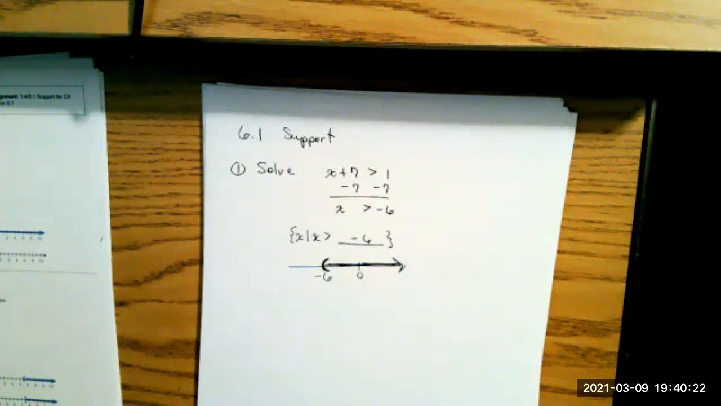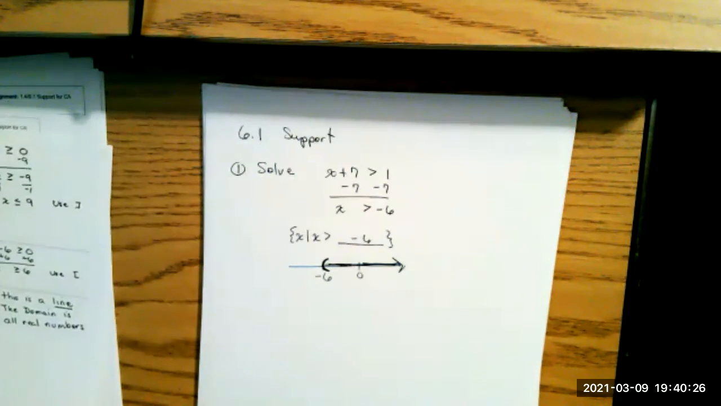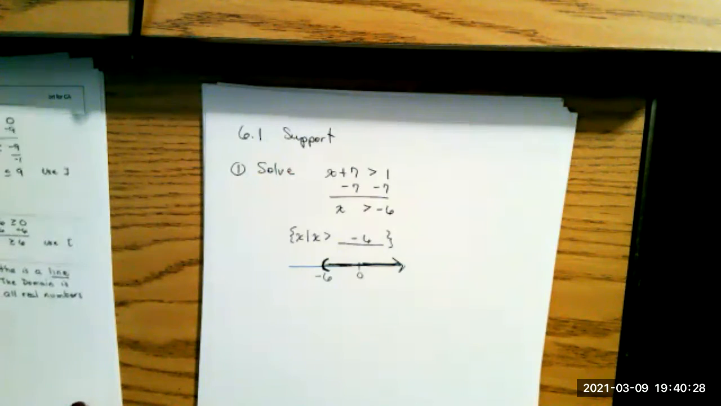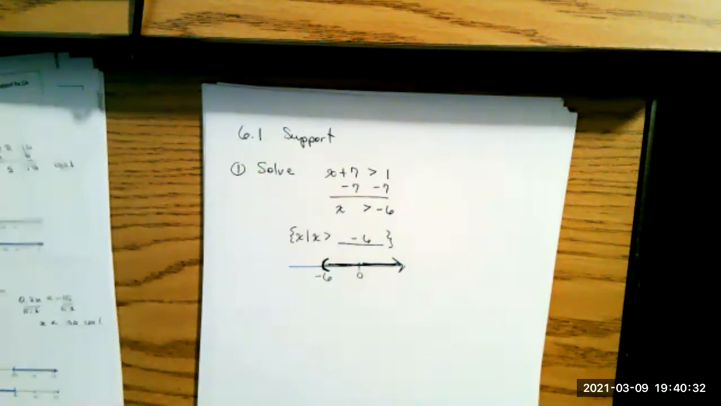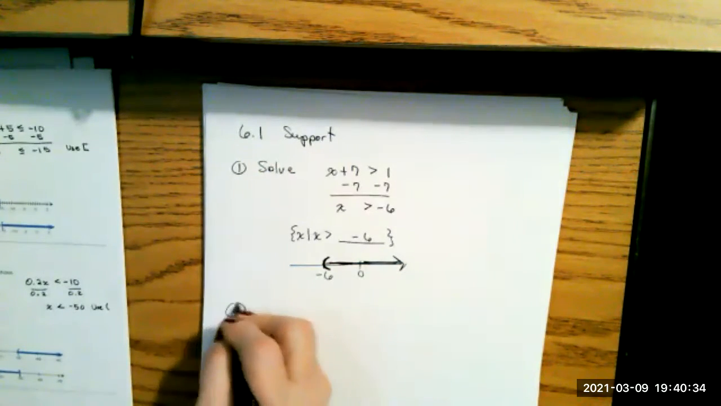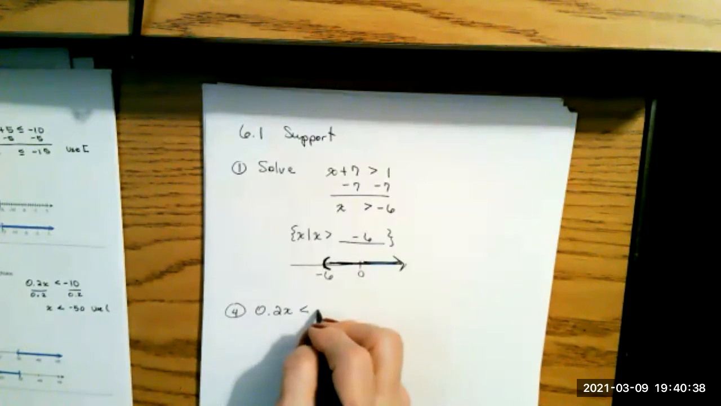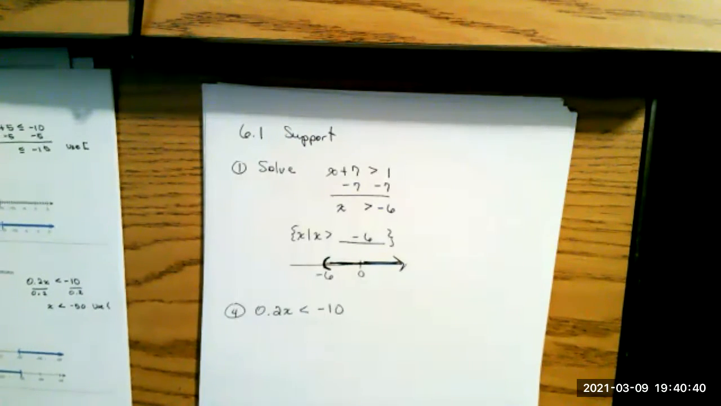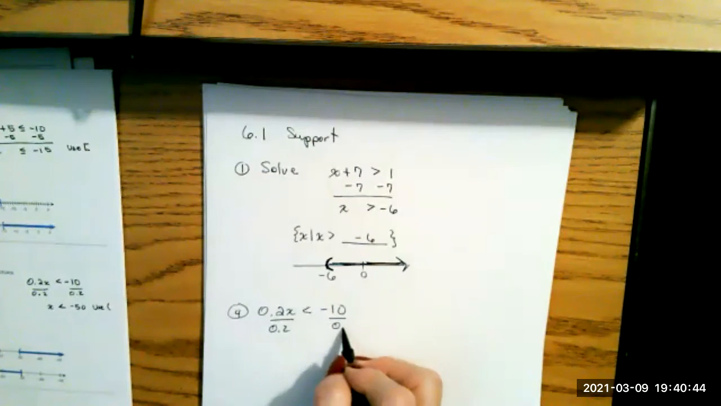Any questions on that? Let's try number 4. Number 4 says 0.2x is less than -10. You just divide both sides by 0.2.